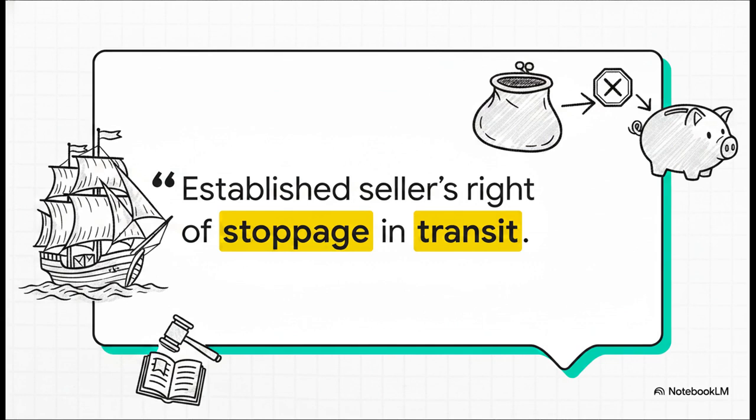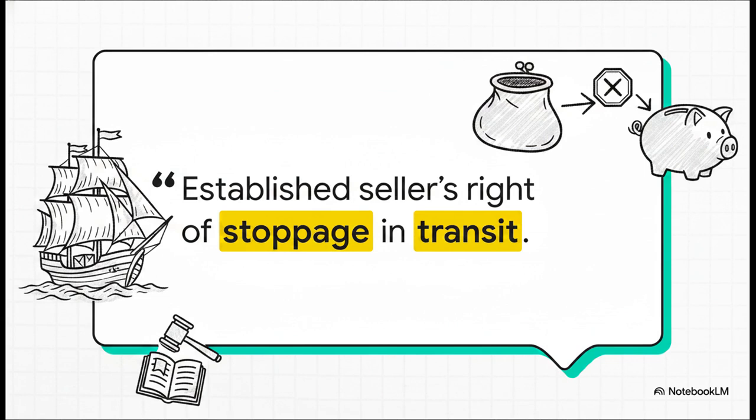The background of Lickbarrow versus Mason involves goods that were shipped, and while they were literally out on the high seas, the buyer became insolvent. The seller swiftly intervened and ordered the ship's master not to deliver the goods to the bankrupt buyer. The ratio decidendi, the core legal principle established by the court, was that an unpaid seller has a definitive, equitable right to stop the goods in transit to prevent them from falling into the general pool of the insolvent buyer's assets. Its relevance to Section 50 cannot be overstated.